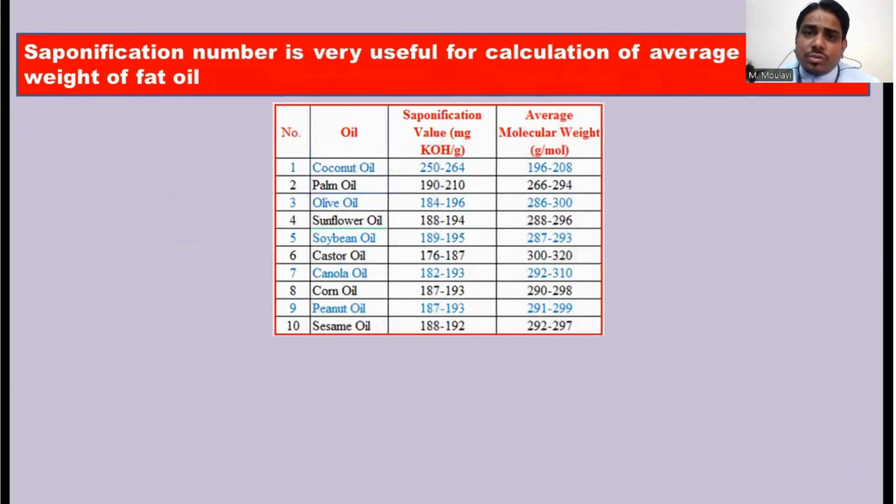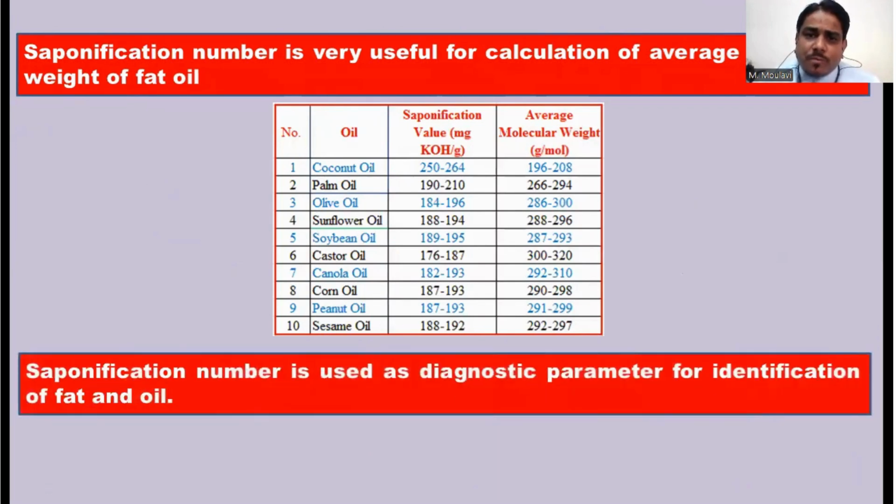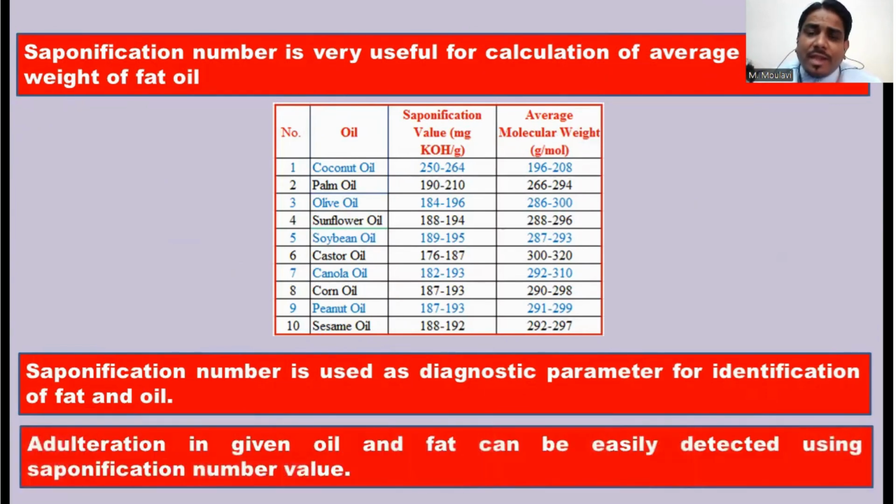This table shows the average molecular weight of fat and oil with their saponification value. So from this table, it is clear that the more the saponification value, the less the average molecular weight. In this way, saponification number is used as a diagnostic parameter for identification of fat and oil. We can detect adulteration in a given oil and fat with the help of the saponification number.